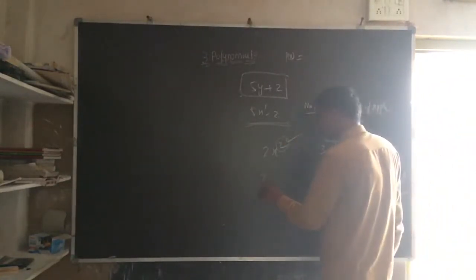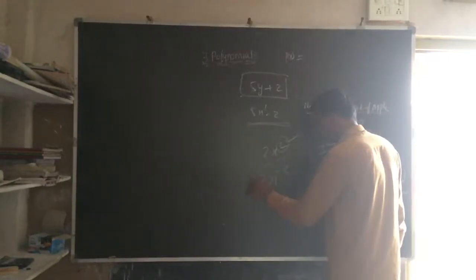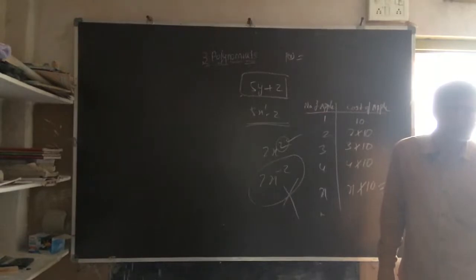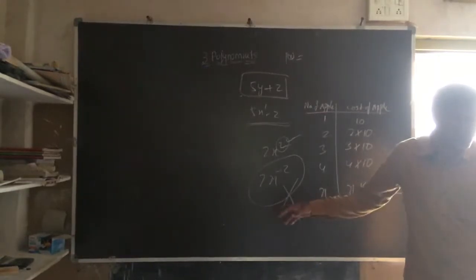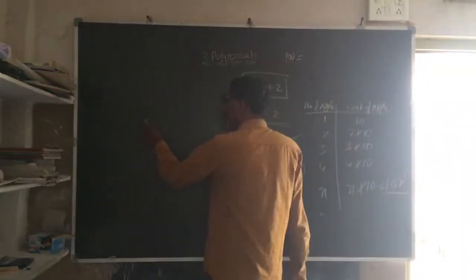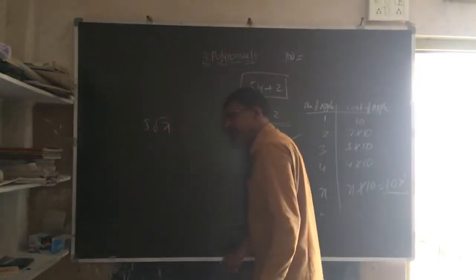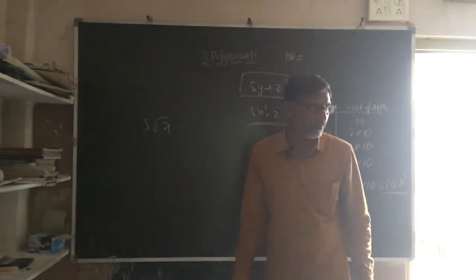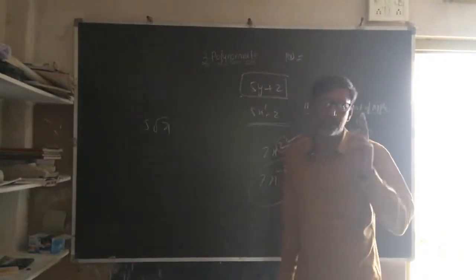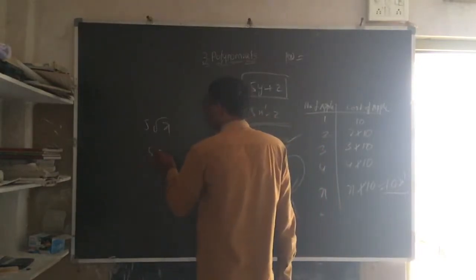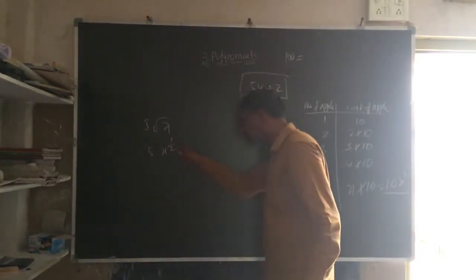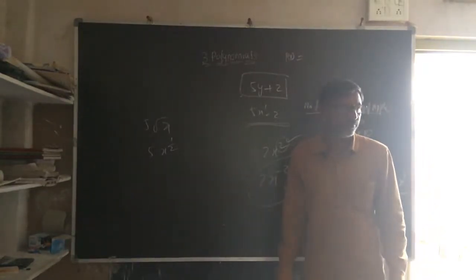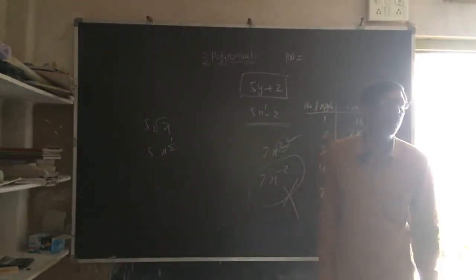Suppose I retain 2x to the power of minus 2, this is not a polynomial. Sometimes 5 root x, square root of x, is not a polynomial. Why? Because I told you previously, it is 5 into x power 1 by 2. It is not a positive power. This is not a non-negative integer. Therefore, it is not a polynomial.